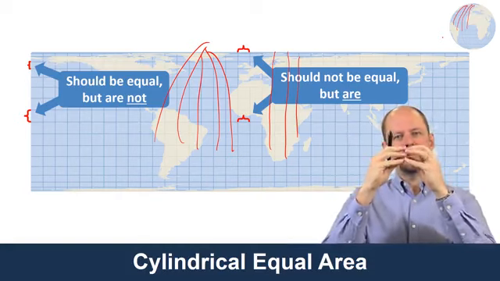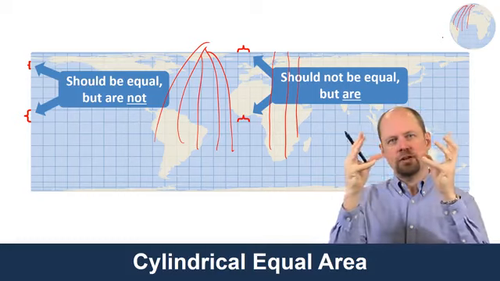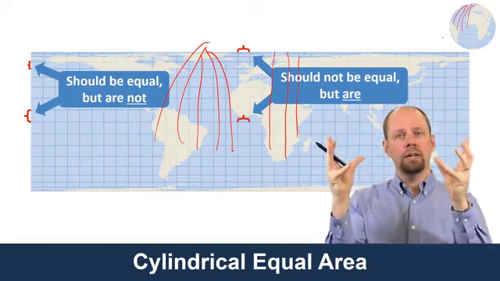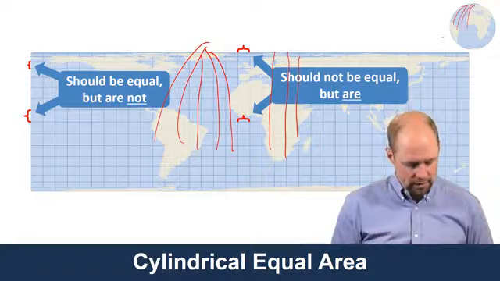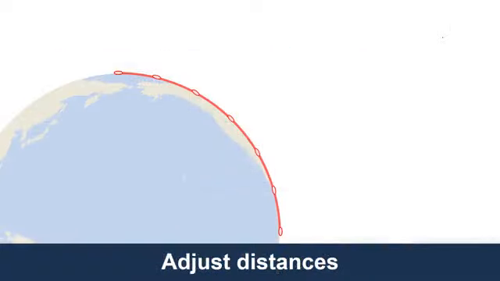And so anything that's closer to the poles is going to be stretched or distorted horizontally, as well as what's happening vertically. So maybe we don't like that. Maybe we want to try a different method.